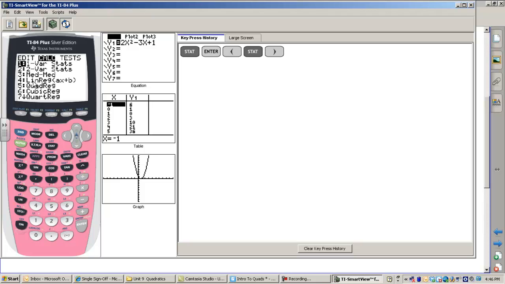Calc. And before we would do number 4, linear regression, because we were looking for the equation of a line. Now we're looking for the equation of a quadratic, so we want to do number 5, the QuadReg. So you hit number 5, and you would hit enter, and it would pull up this. And so it's telling you that y is equal to ax squared plus bx plus c, which you should recognize now as standard form. And then it tells you a is 1, b is 0, and c is 1.